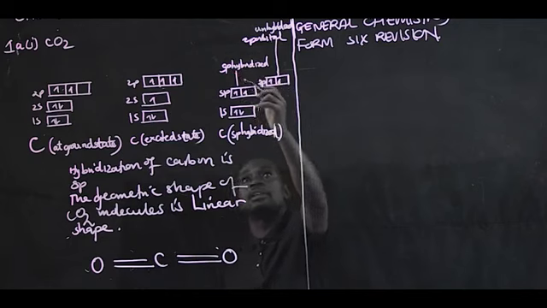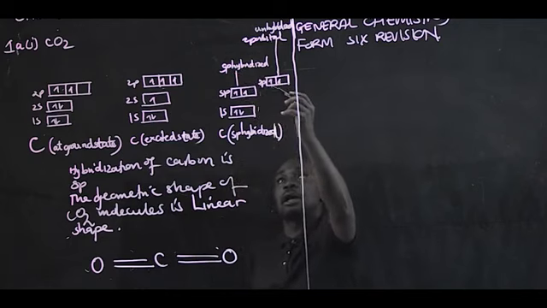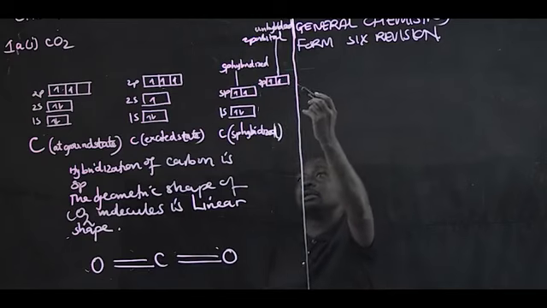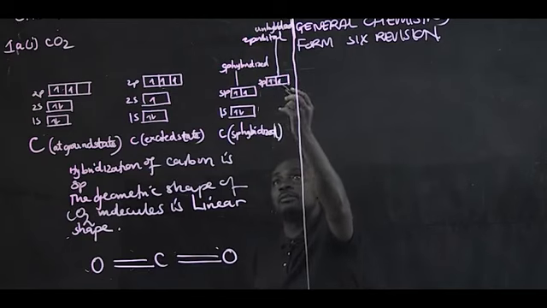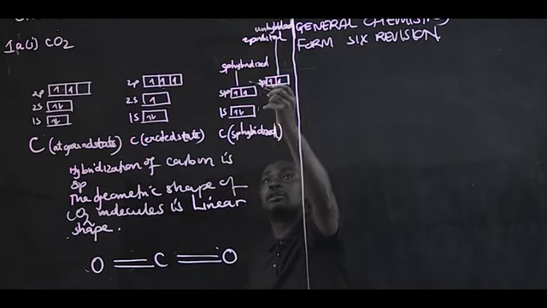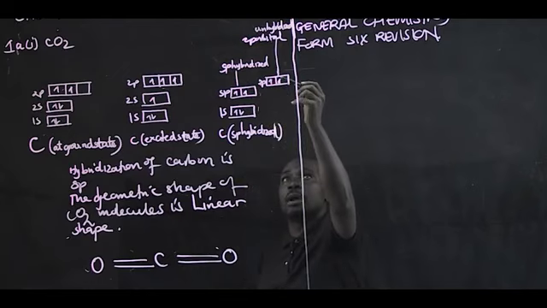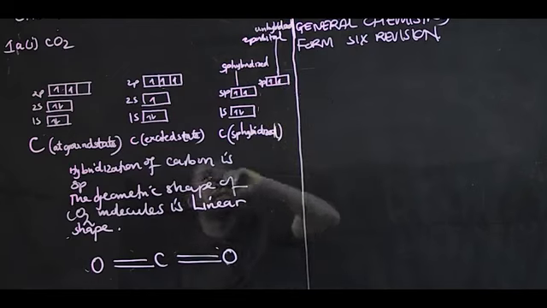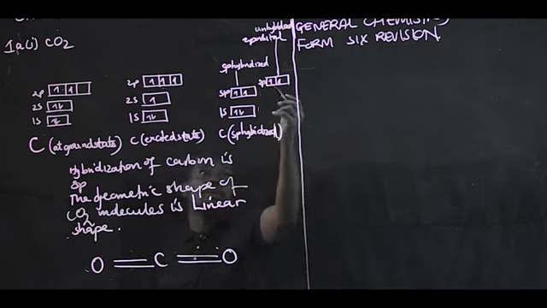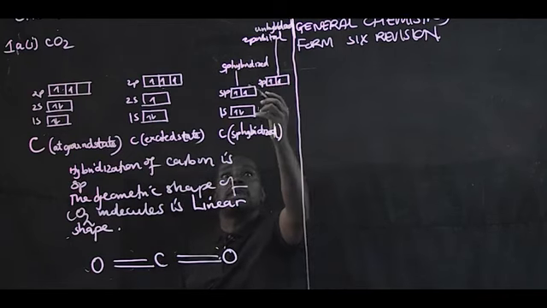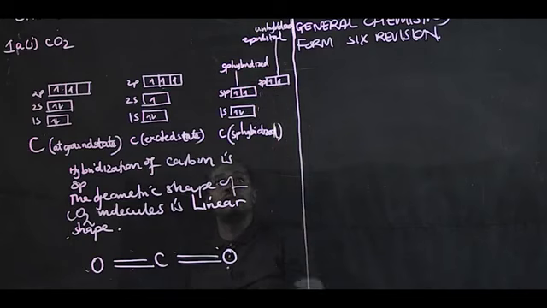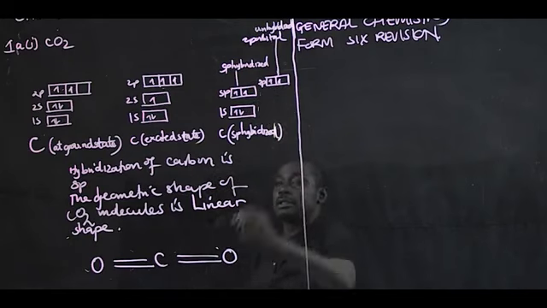So for hybridization, the electrons considered should be those involved in the formation of sigma bonds. So the electrons involved in the formation of sigma bonds include the first electron and the second. The third one and the fourth one are not involved in the formation of sigma bonds; they participated in the formation of pi bonds. So the hybridization of carbon here is 1 electron in s and 1 electron in p. So the hybridization of carbon is sp hybridization.